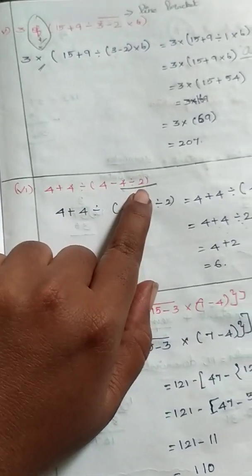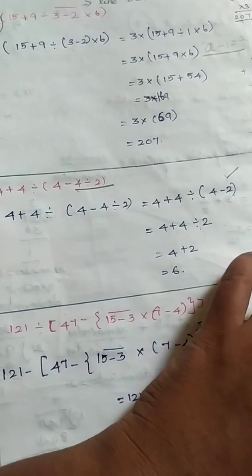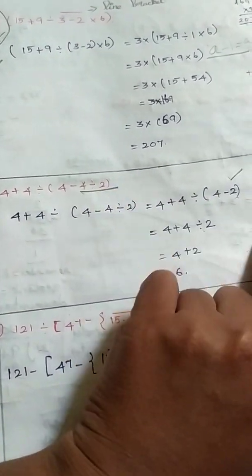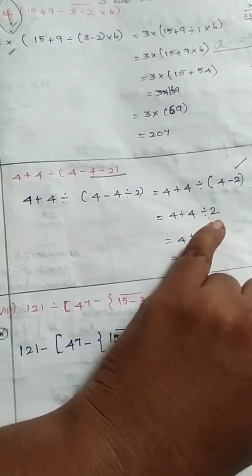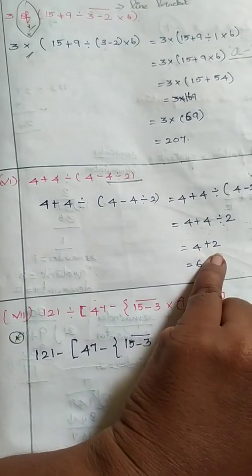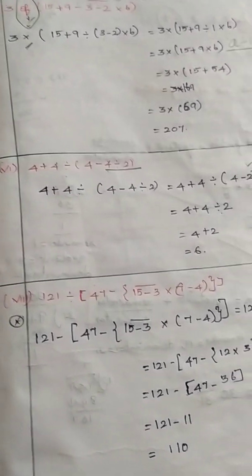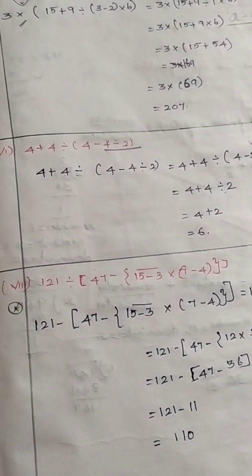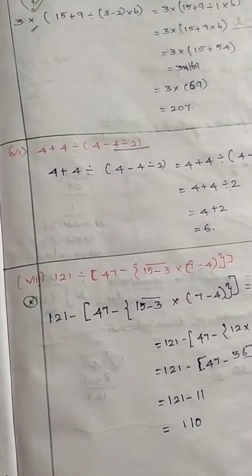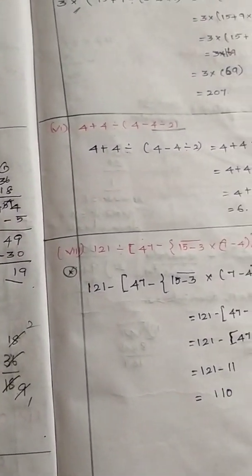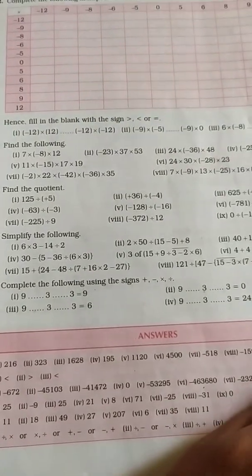First you have to solve inside the bracket. Inside the bracket also, first division. 4 divided by 2 is 2. 4 minus 2 is 2. Then division, 4 divided by 2 is 2. 4 plus 2 is 6. A very easy problem. So learn all the problems in this exercise by applying the BODMAS rule. It is very easy and also important. Exercise 1D, problems number 4, 5 and 3. Please concentrate more, as well as 6.